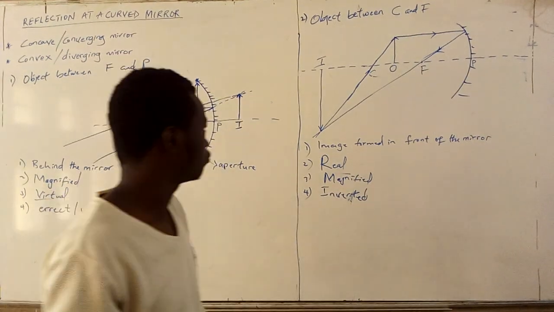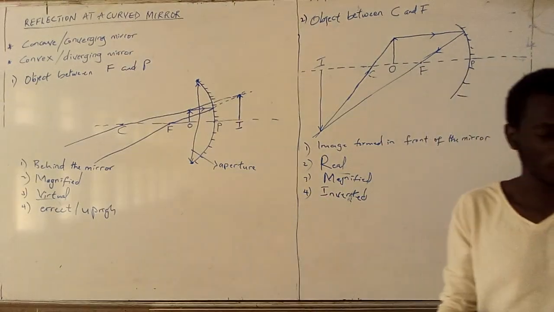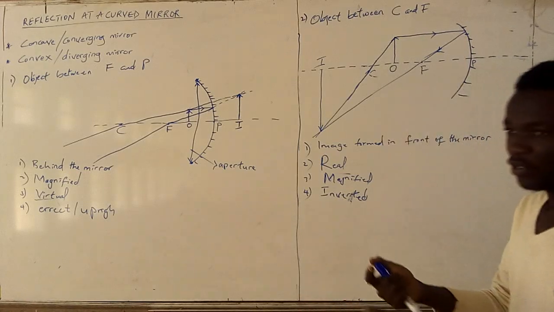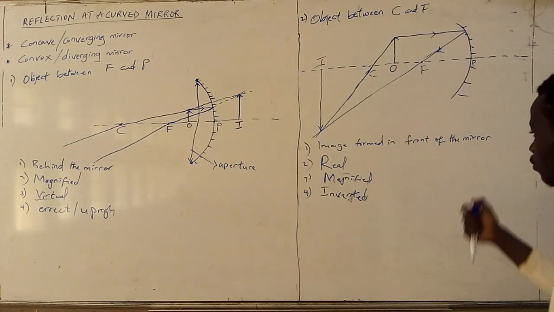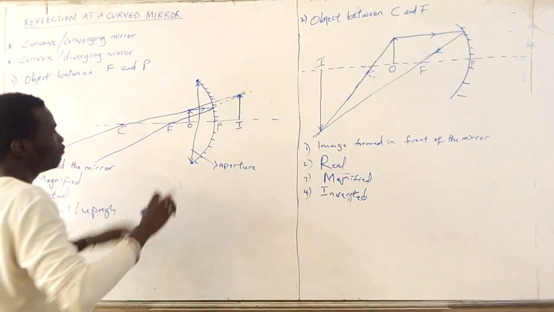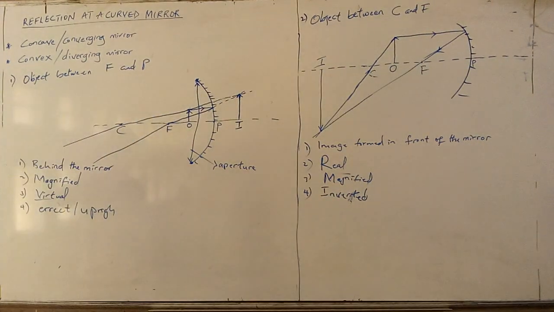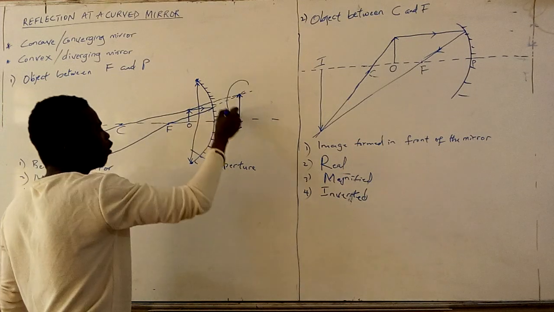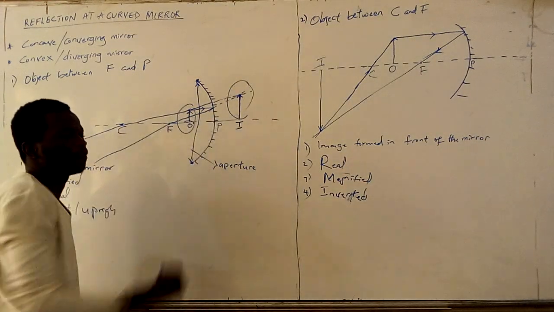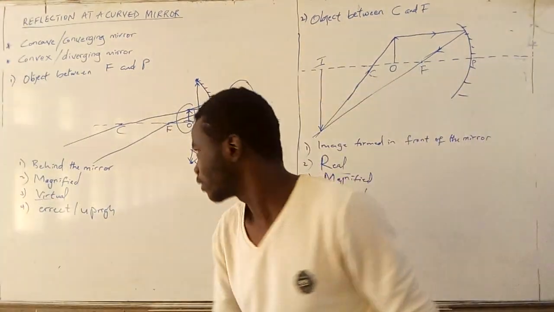So you can do the practical. Take a concave mirror, then just change as you are moving further away from the mirror. You are going to see that the image will become upside down. That's inverted. Now, for any concave mirror, the image is only upright whenever the object is between F and P. That's when you have upright. So when we draw different rays, you are going to see that.